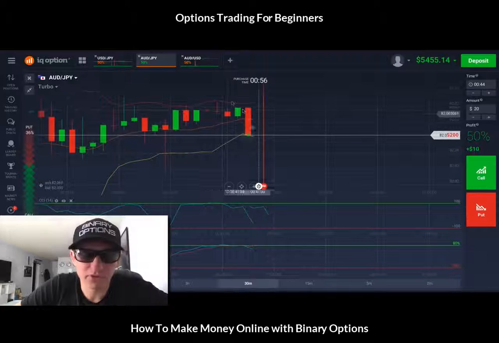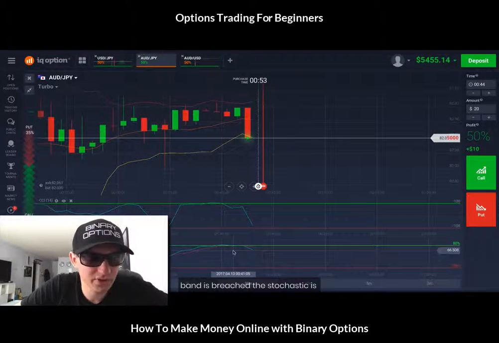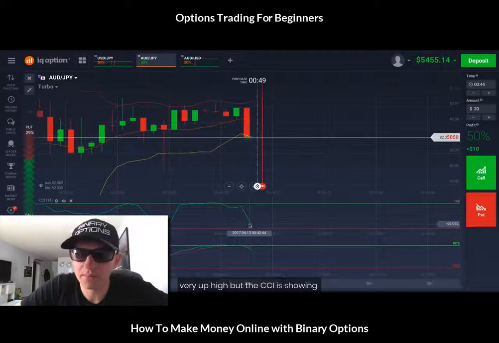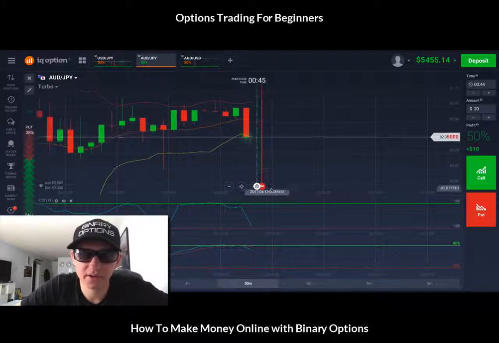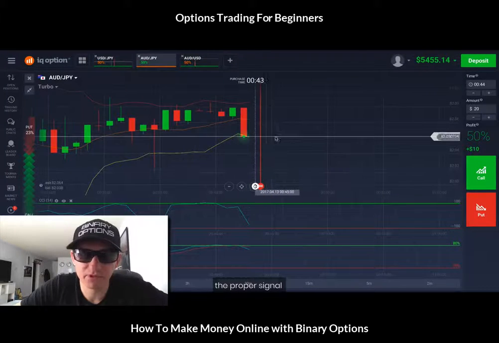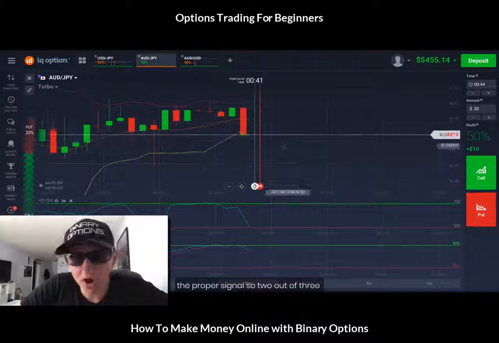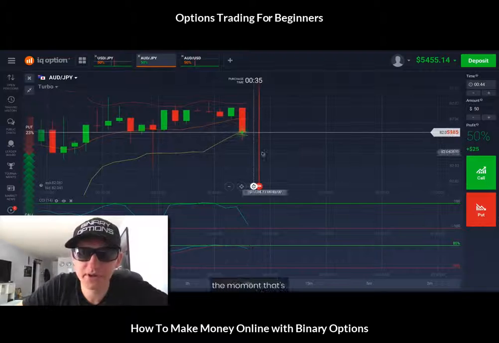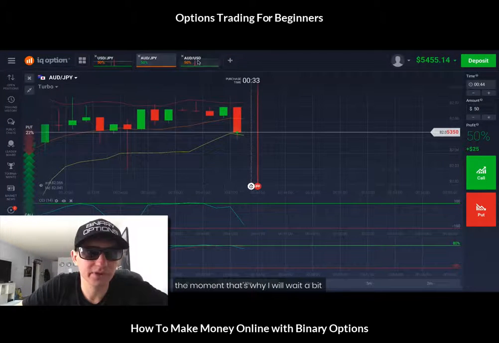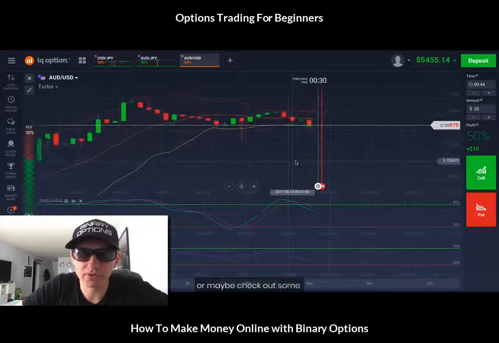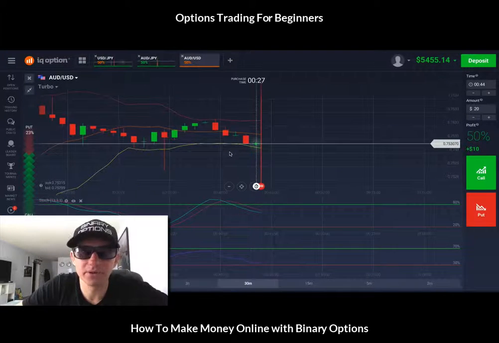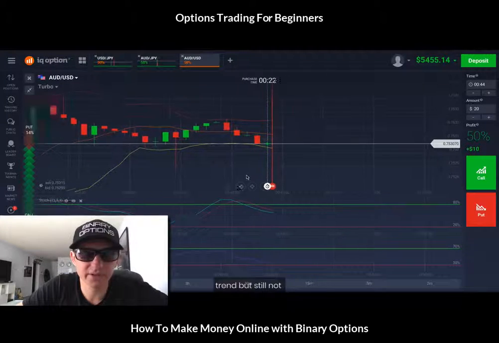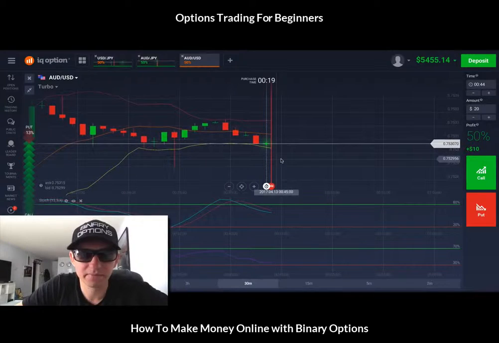So at this point the Bollinger Band is breached. The stochastic is still very high up, but the CCI is showing us the proper signal. So 2 out of 3 signals, I don't think that's enough at the moment. That's why I will wait a bit, or maybe check out some other currency pairs. So a small downwards trend, but still not enough indicators.